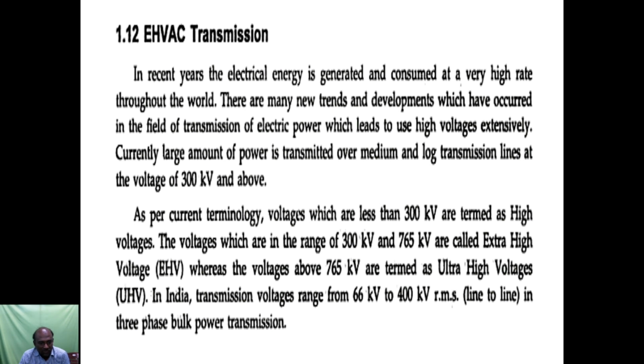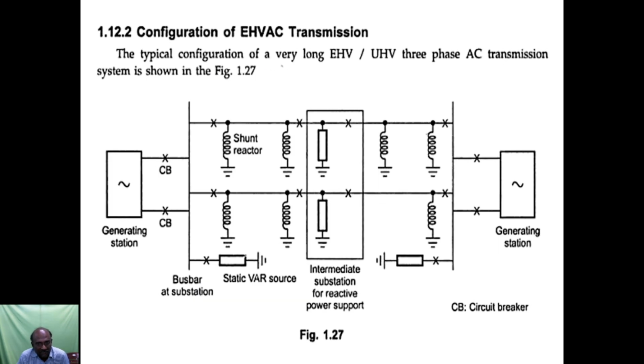voltage transformers. Configuration of EHV transmission: how they are configured. Initially we have the generating station and circuit breakers, connected to the bus bar at the substation. The bus bar is the meeting point of various lines. In between, we have an intermediate substation for reactive power support. Reactive power support is used if we have any voltage drop or voltage rise. Using reactive power support, we can regulate the voltage, so that provision is made in the substation.